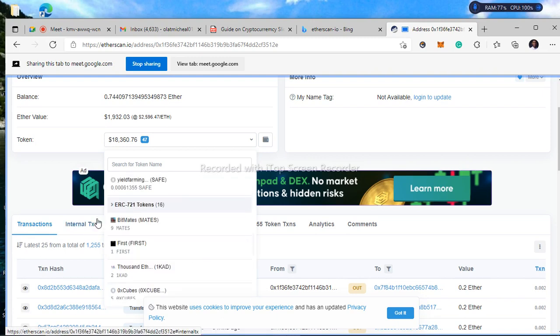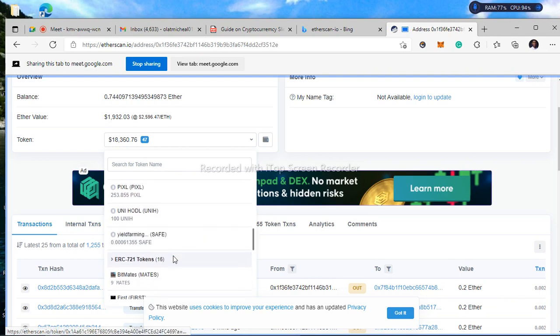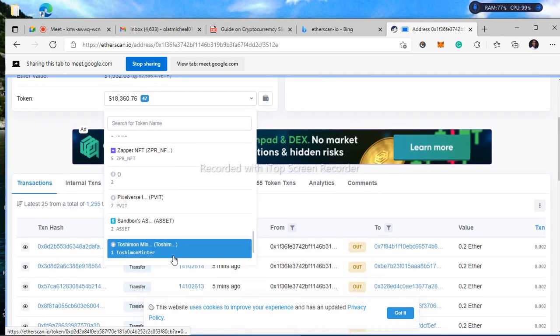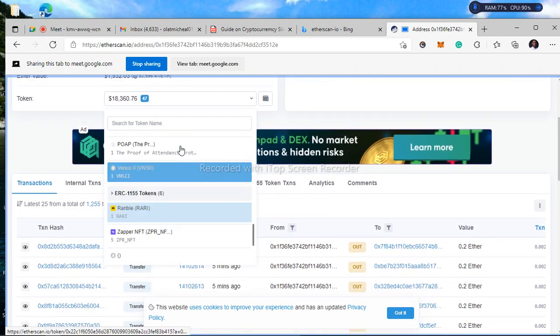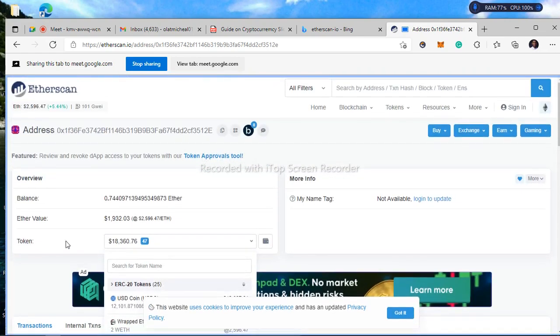So now these ERC-721 tokens, these are what we call NFTs. So the person is holding about 16 NFTs in his wallet, and some other cryptocurrencies as well.